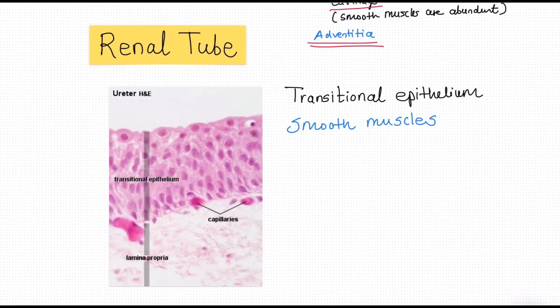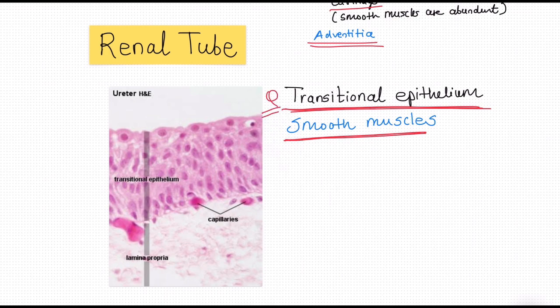Then let's see what the renal tube is. The renal tube will contain transitional epithelium, and it also contains smooth muscle. All those structures like mucosa, submucosa, muscularis externa and adventitia or serosa are common for all these tubes. The only difference is the epithelium which lines the lumen, which lines the cavity, and in the renal tube it is transitional epithelium, and it also contains abundant smooth muscle. So this was an introduction for the systems we are going to see in upcoming lectures.